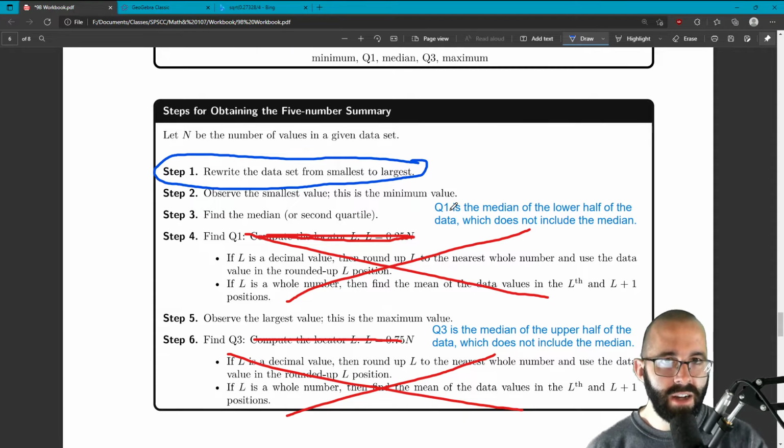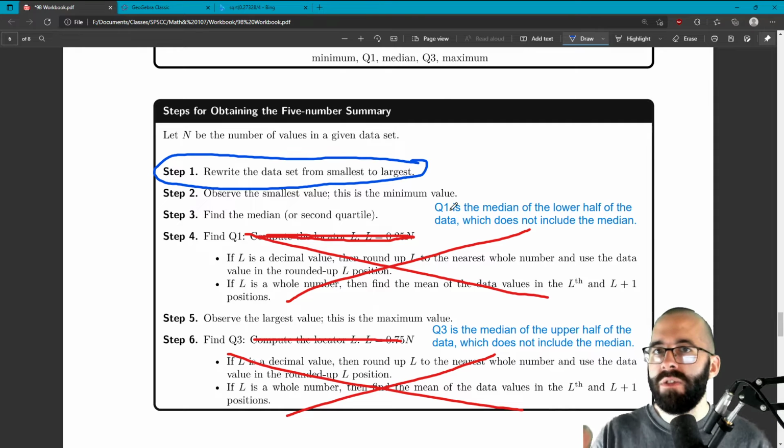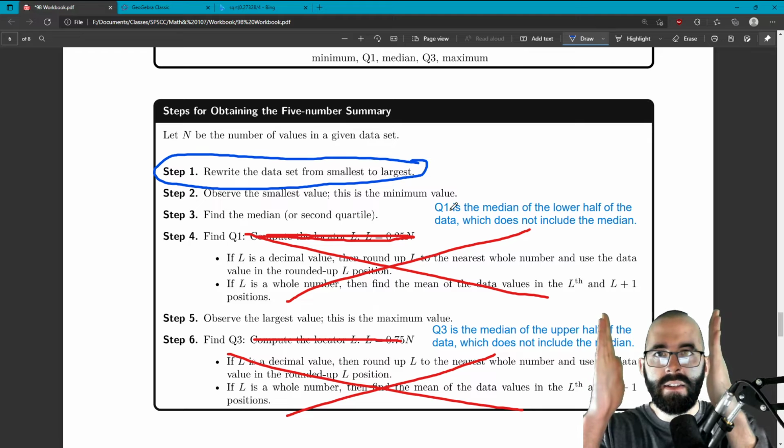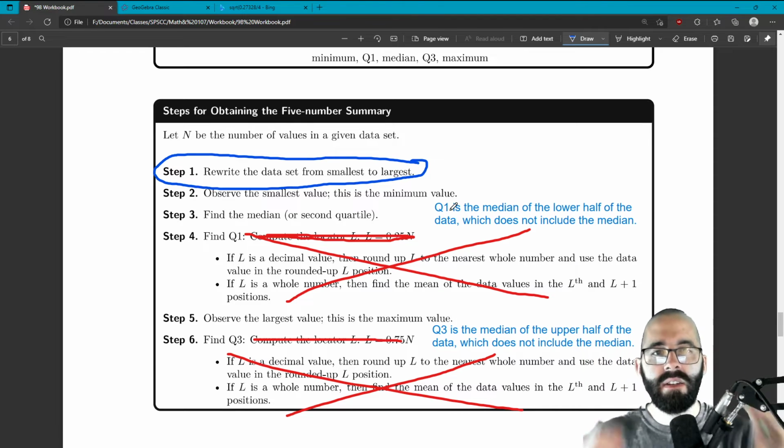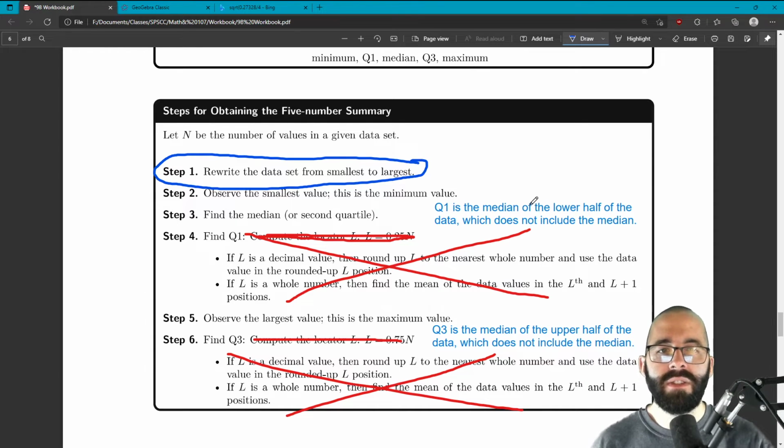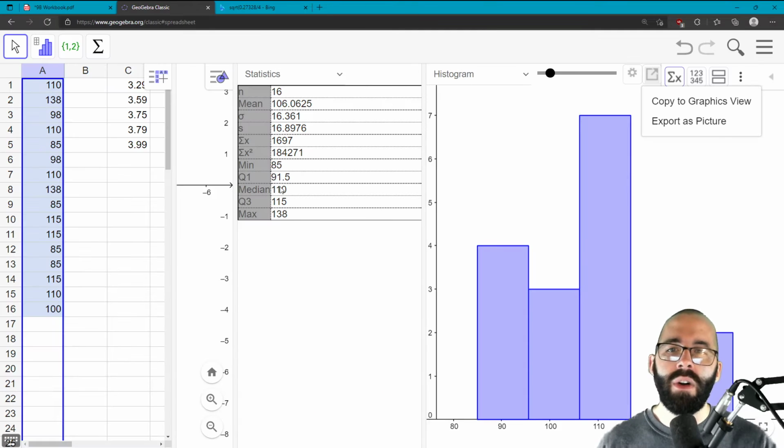So the first quartile, Q1, that's the value that's above 25% of the data. It's just the median of the lower half of the data. Okay, so Q1 is just the median of the lower half of the data, not including the median. Okay, not including the original median. And we'll talk about what this means. Or again, you can find these with GeoGebra.